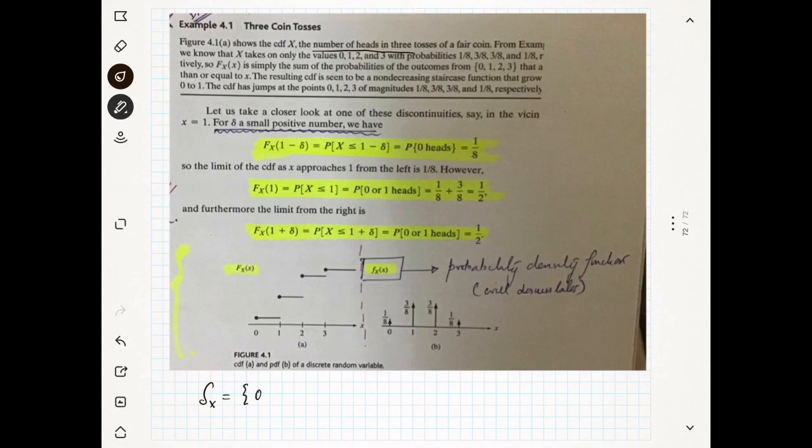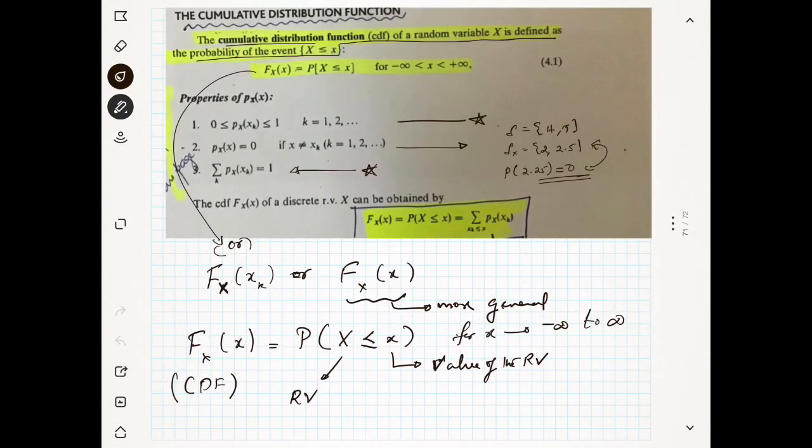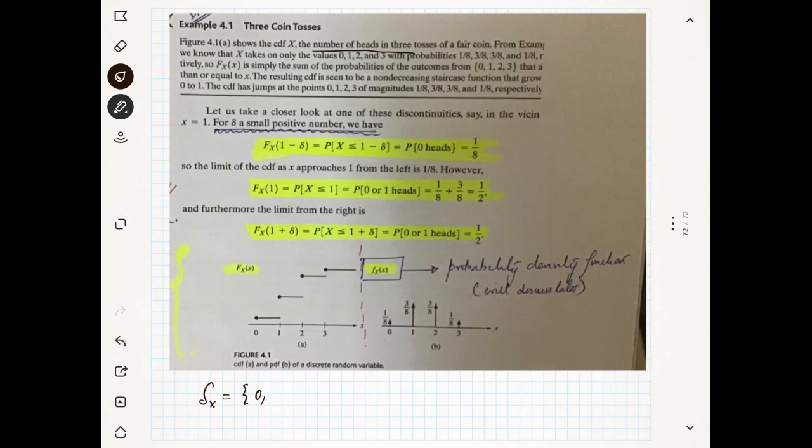In the previous example, we have seen the random variable is 0, 1, 2, 3, because we have 3 heads, 0 heads, 1 head and 2 heads. These are all the cases, and they have the probabilities 1 by 8, 3 by 8, 3 by 8 and 1 by 8. These are all the corresponding probabilities, or probability mass function P x of xk. All these are the probability mass function.